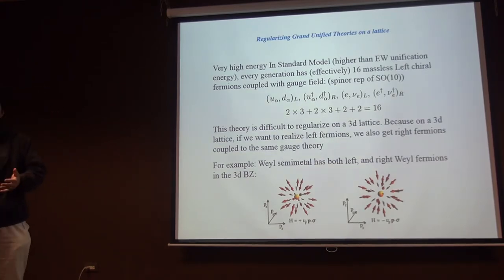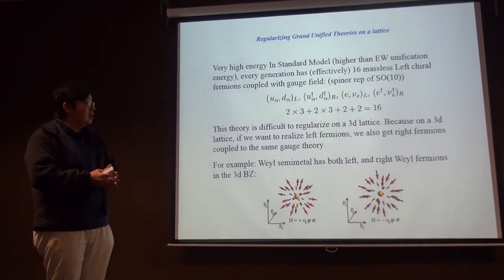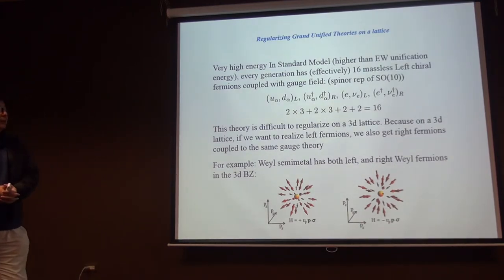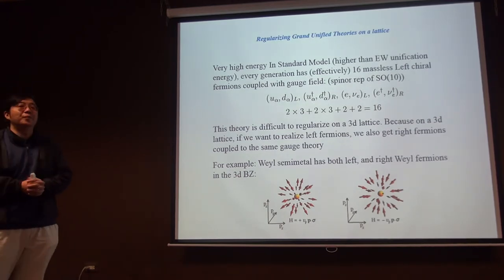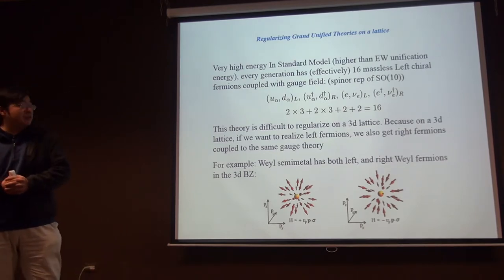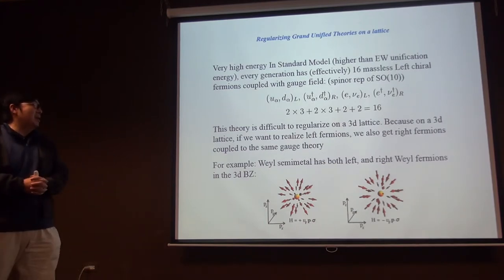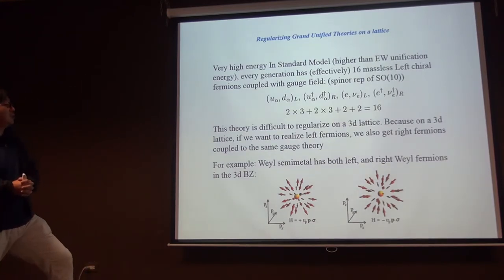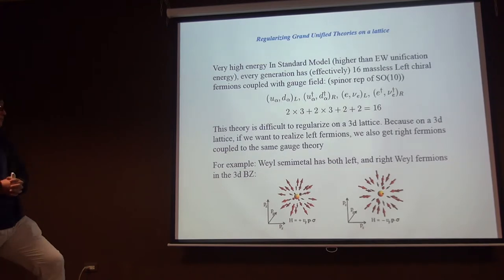So it means that in the standard model every generation, including the right-handed neutrino, will have 16 left-handed chiral fermions. And they couple to the gauge field in a chiral way. Okay, the gauge coupling is chiral. So it is well known that this theory is very hard to regularize on a 3-dimensional lattice, because on a 3-dimensional lattice, usually, if we want to realize a left-handed fermion, we also get a right-handed fermion coupled to the same gauge theory. It means that we would get a non-chiral gauge coupling.